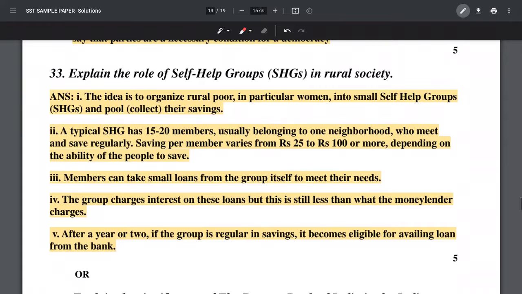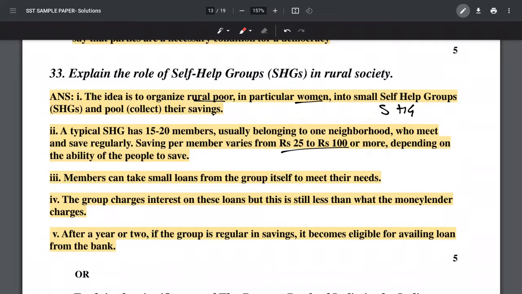So when I talk about SHGs, the idea is to organize the rural poor, in particular women, into SHG groups and collect their savings. Self-help group means that whatever saving there is, however much, it's not that you have to bring too much. However much you have, like from 25 to 100 rupees, you can bring that. In rural areas, particularly women, join their money together.